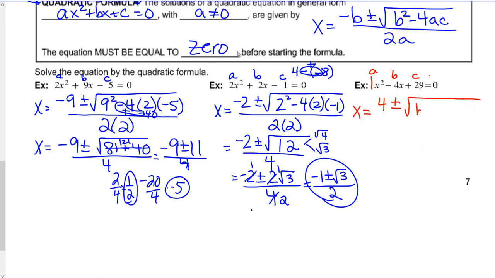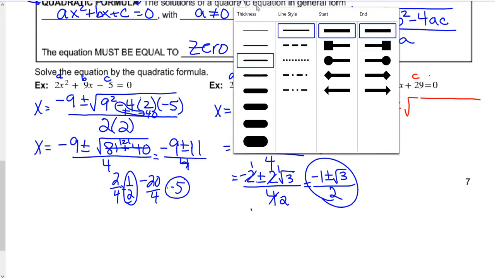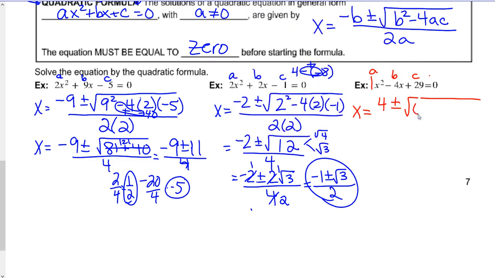Whoops, I was going to write a B. I should write a 4. And actually a -4. Okay, so that would be a -4 squared minus 4 times A, which is 1, times C, which is 29, all over 2A. 2 times 1. Okay. All right, so we need to simplify on the inside, but that's okay.